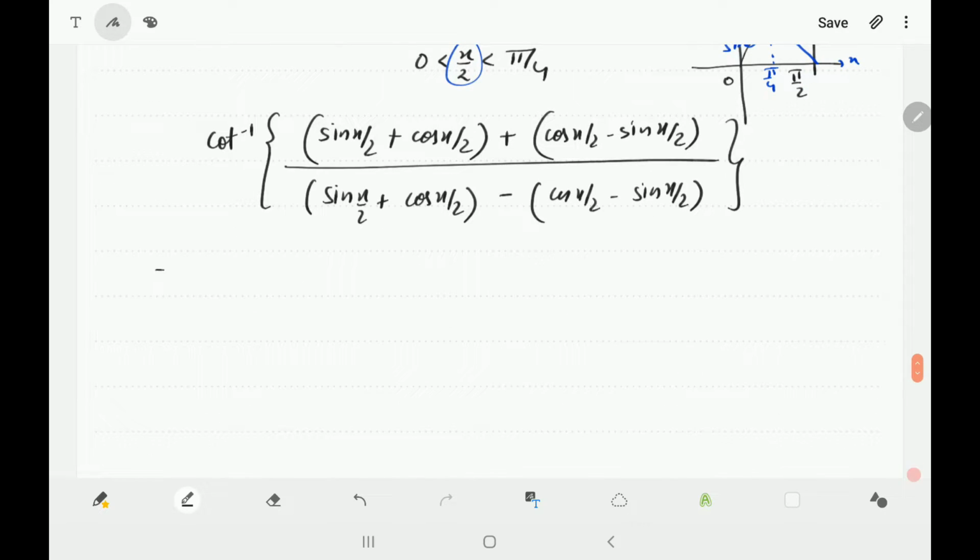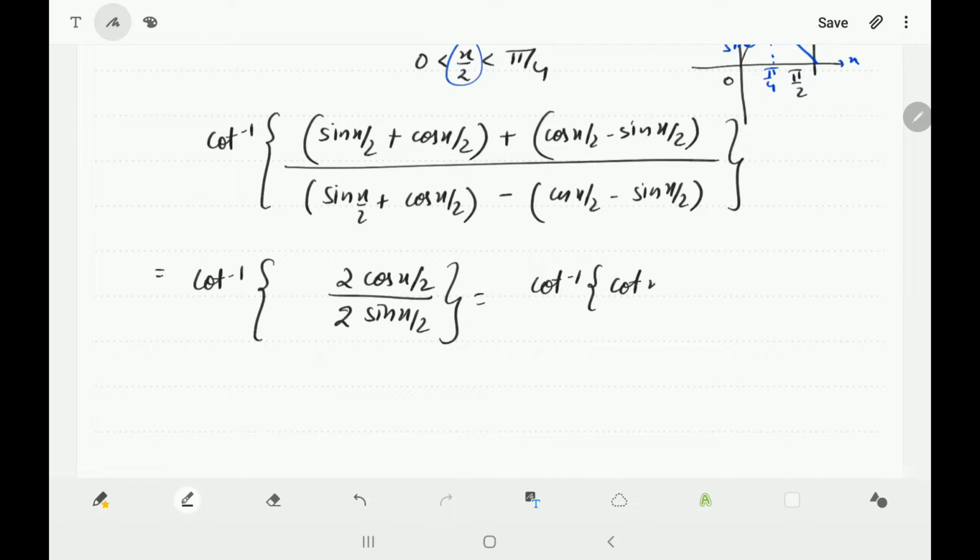Okay. Now we will have cot inverse; sin x by 2 will cancel out with sin x by 2 in the numerator to give 2 cos x by 2. In the denominator it will give 2 sin x by 2. So this will be cot inverse cot x by 2.